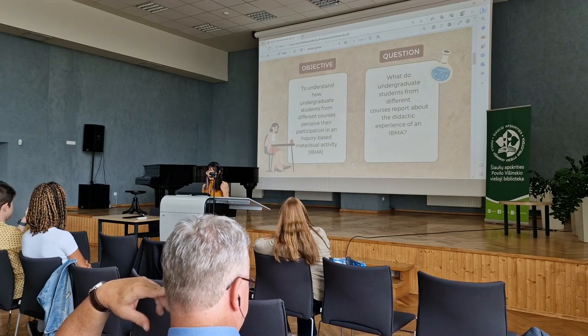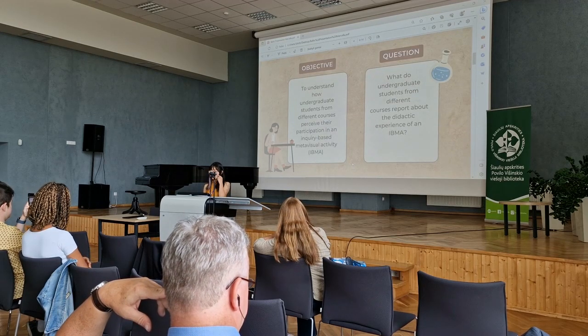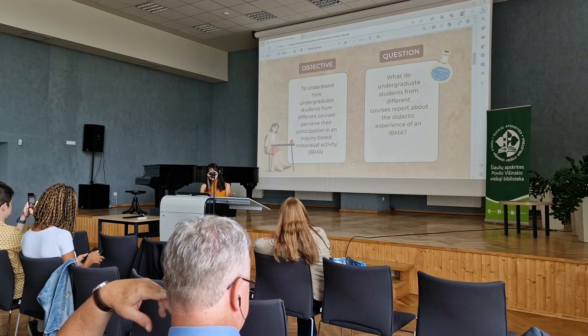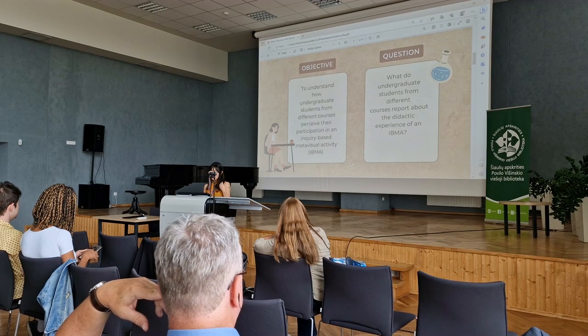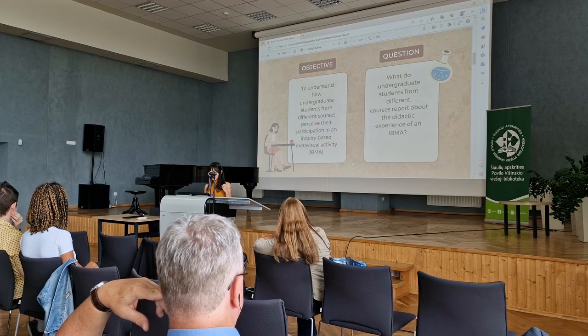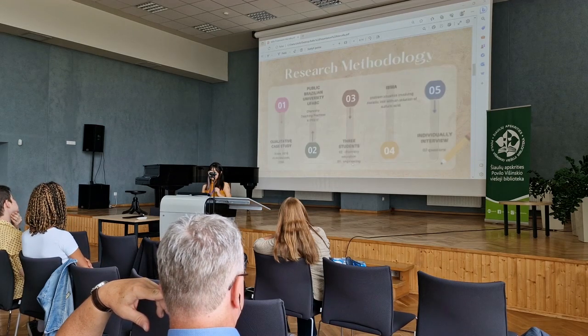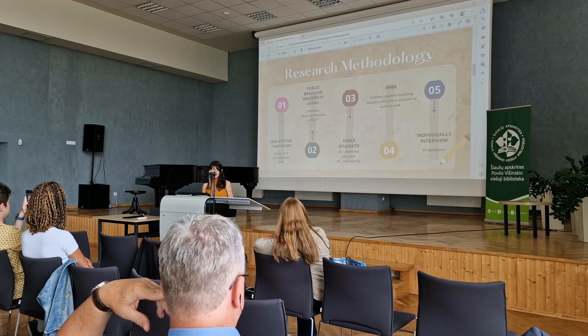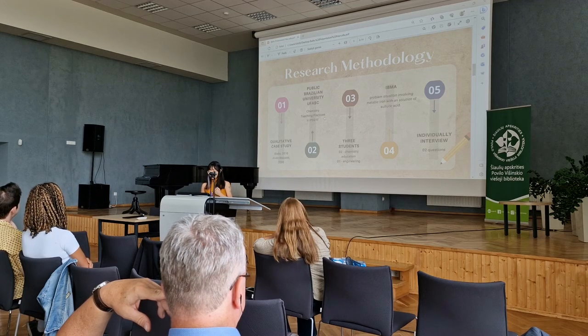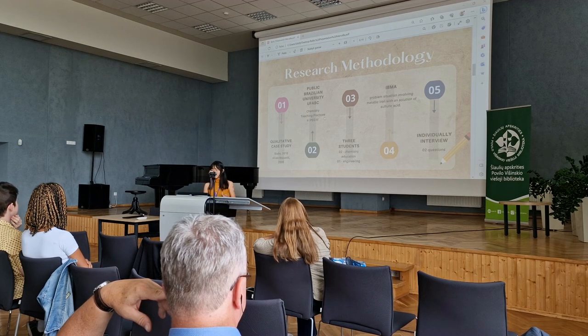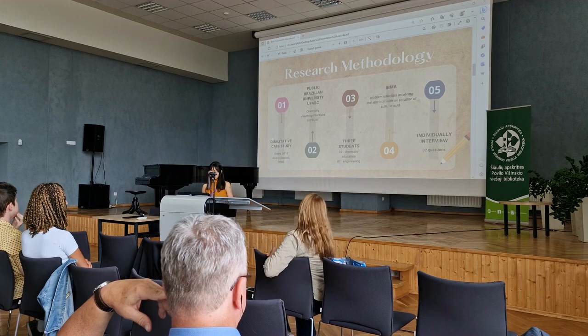So here the question of my research is to understand how undergraduate students from different courses perceive their participation in an IBMA activity. So these are the steps of my research. This is a qualitative case study. It was developed in a public Brazilian university in a subject called Chemistry Teaching Practice.